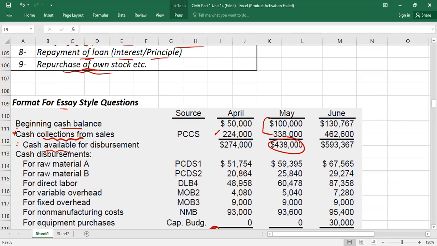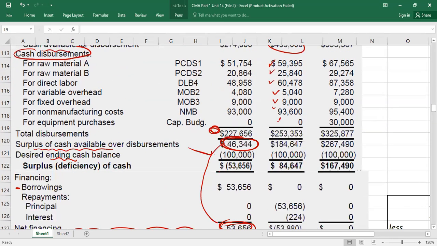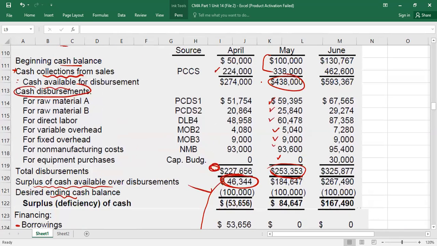Again, from here, I will deduct cash disbursement. For example, I have these disbursements, payments, let's assume, in the month of May. So I'll make the total of disbursement, which is 253,353. So again, we will take this value, which is cash available for disbursement, minus disbursement. This will give you surplus or deficit. Obviously we have here 438,000 and here 253,000 something. So we have a surplus this month of 184,647.